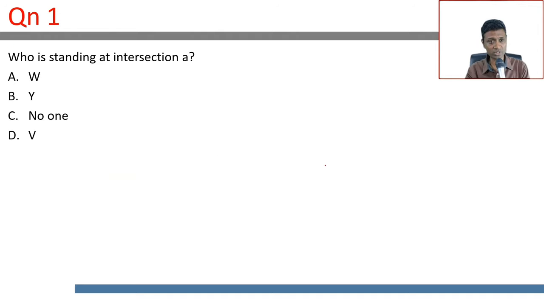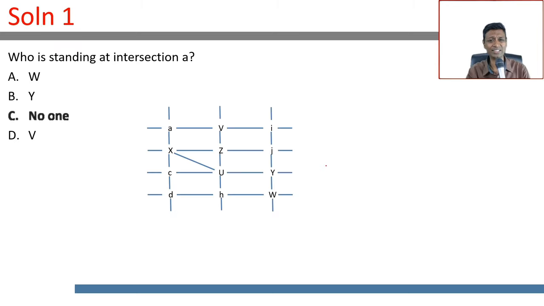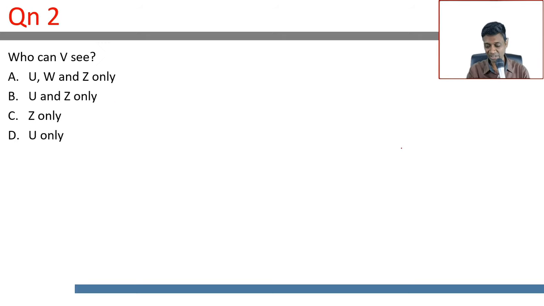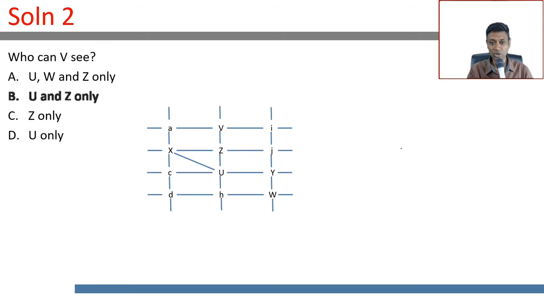Now let's jump to the questions. The question should become very simple. Who's standing at intersection A? Intersection A, there's no one. Who can V see? V is here. Who can V see? V can see Z and U. V cannot see X. V cannot see Y. V cannot see W. U and Z only can.